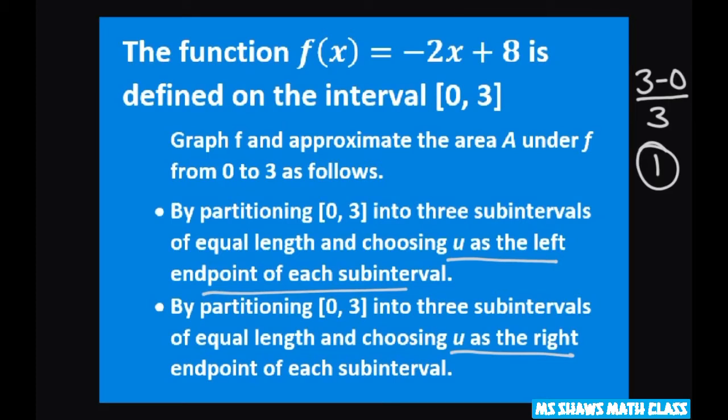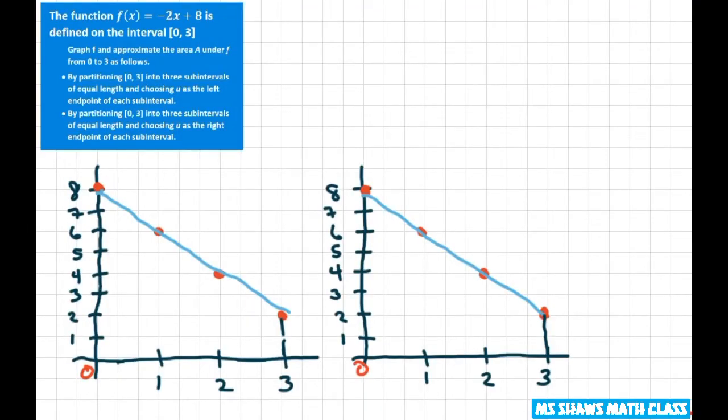So I went ahead and graphed f of x equals negative 2x plus 8 from 0 to 3. And when we're talking about the left endpoint, and there's my 3 subintervals, we notice that we have 4 endpoints. So we only need 3 endpoints. So when they're talking about the left endpoint, that means we're starting at 0.